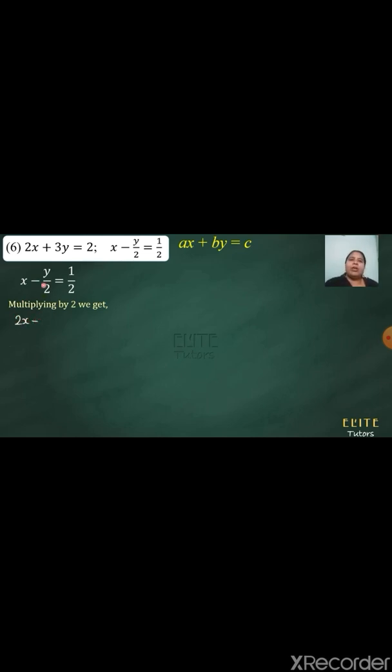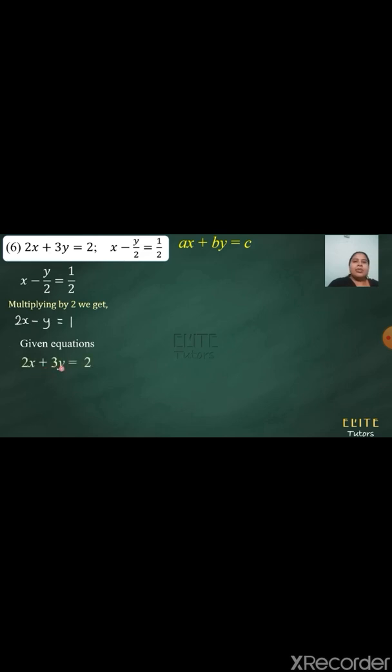So multiplying all the terms by 2, we get 2 into x as 2x, y upon 2 into 2, the 2 and 2 will get cancelled, so minus y, and 1 upon 2 into 2, again that 2 and 2 will get cancelled, so 1. Hence, this equation is transformed into a standard form now. The standard form is x, y and the constant to the right hand side. So the equation is 2x minus y is equal to 1.